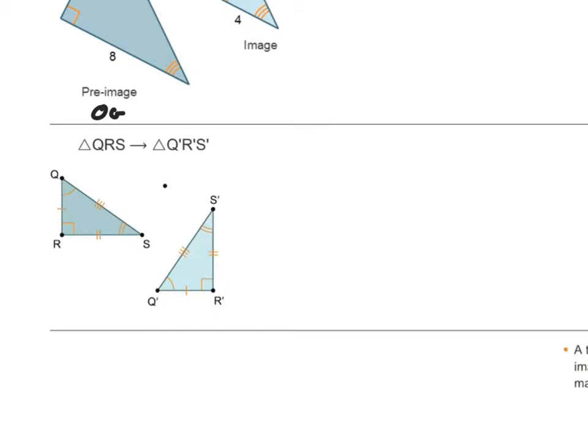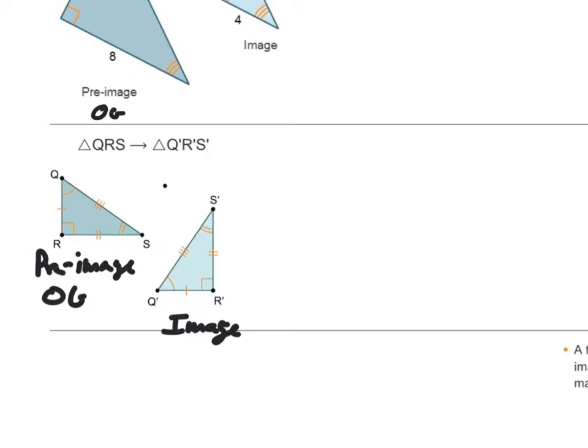We have our QRS, we have our preimage, which is also the OG image, and then we have our image. Now, what we have to determine is what kind of transformation this is. What we notice is that we've got R and R prime, Q and Q prime. We use the word prime for these apostrophes. And then S to S prime. Now what we know is that angle Q is congruent to angle Q prime, angle S is congruent to S prime, angle R is congruent to R prime, and their sides are also congruent.